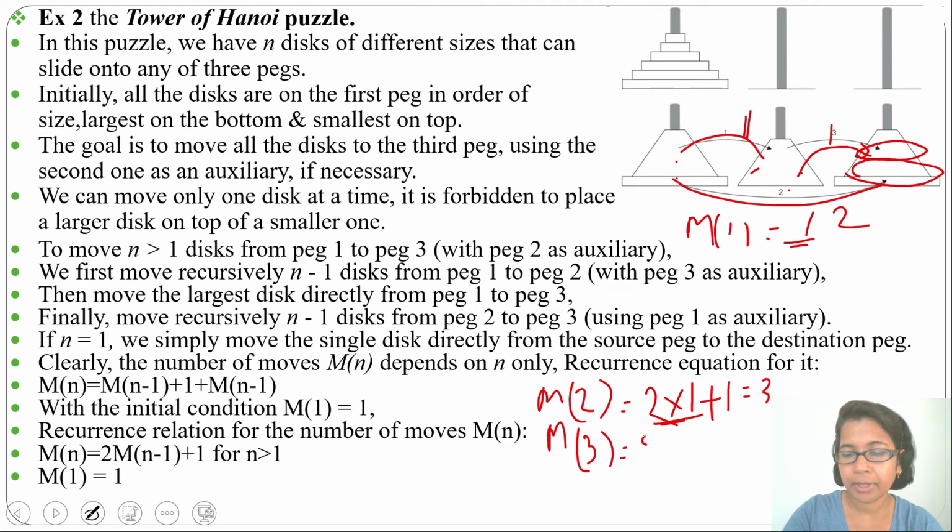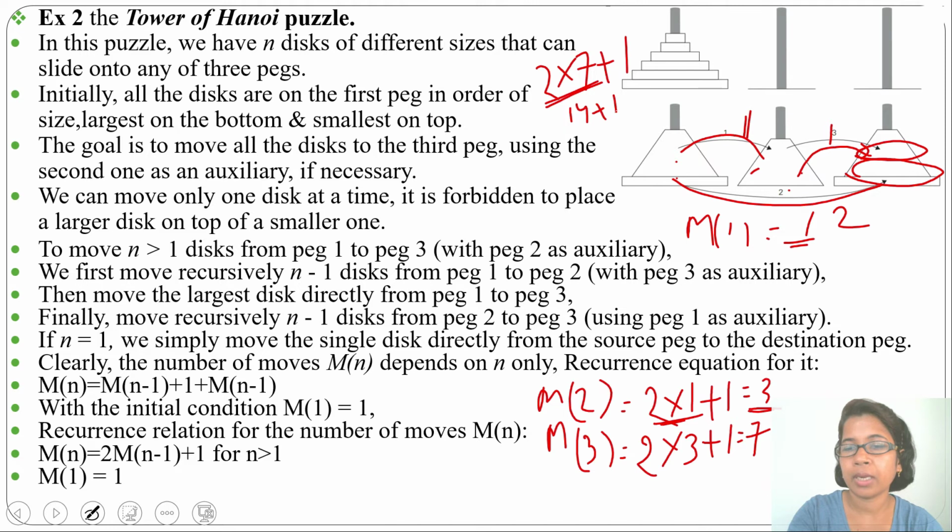M(3) will be 2 into M(2). What is M(2)? We found it is 3. So 2 multiplied by 3 plus 1. 2 multiplied by 3 is 6. 6 plus 1 is 7. So for 3 disks there will be 7 moves. Like this for 4 disks, 2 multiplied by 7 plus 1. 2 multiplied by 7 is 14. 14 plus 1, there will be 15. So for 4 disks there will be 15 moves. Like that you can find the number of moves by doing forward substitution.